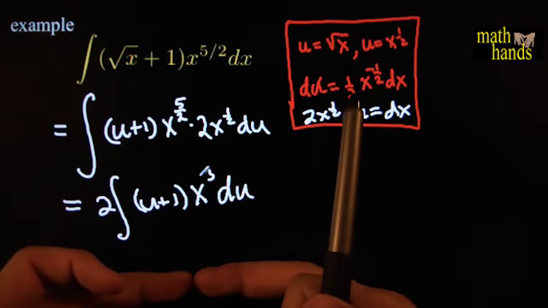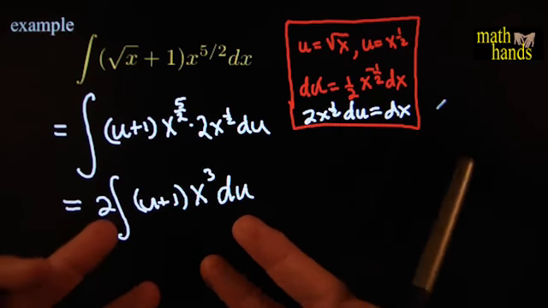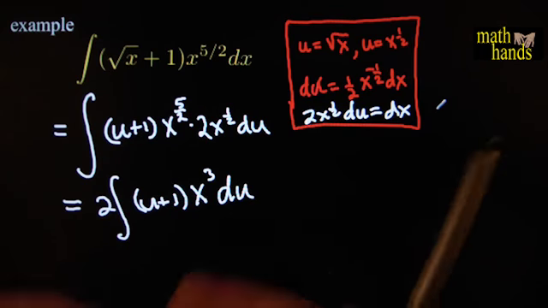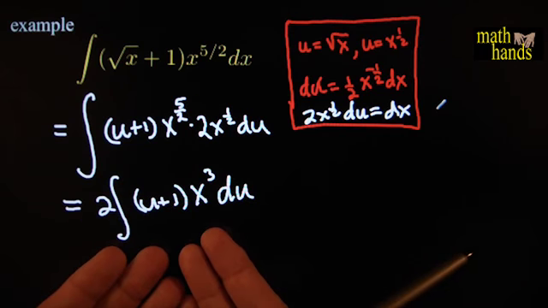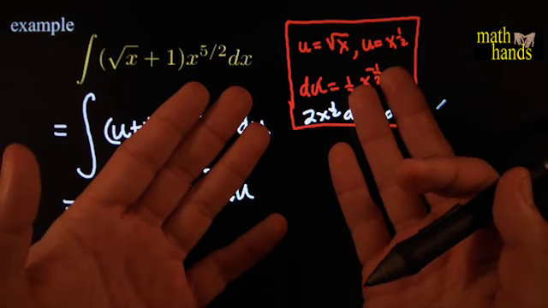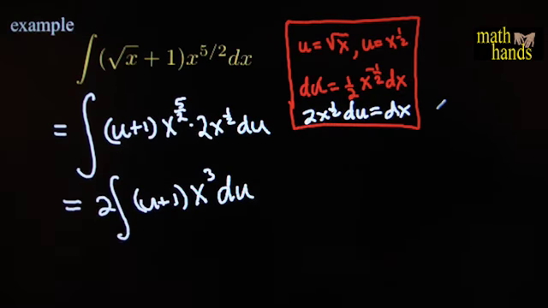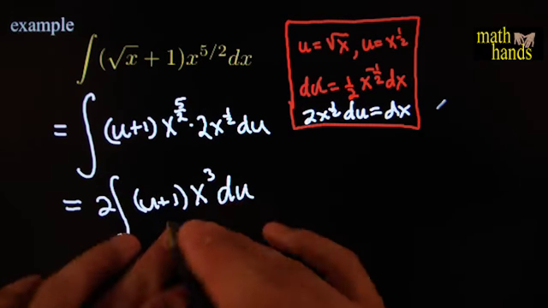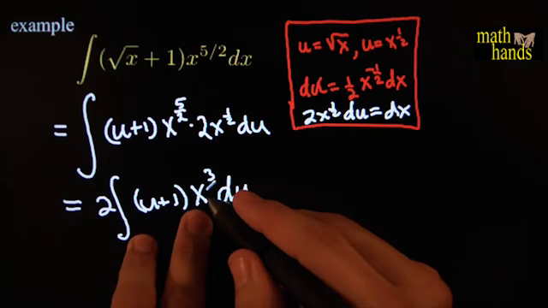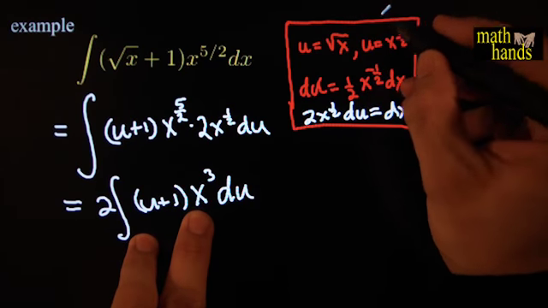I'm not done translating until I've gotten rid of all the x's. I only want u's. And then I will make a judgment whether or not the new integral is easier than the original one. If it's not, then I gotta go back and use a different u. Or just cry and give up. But if it is, then I've succeeded. But at this point, we're not done. We've got to keep translating. Never give up. Never surrender.